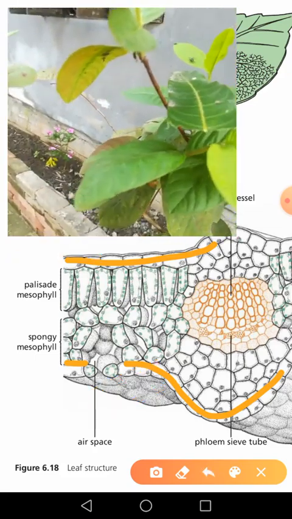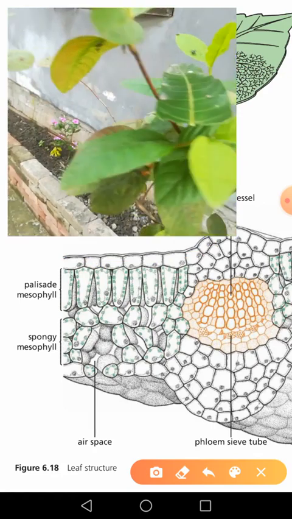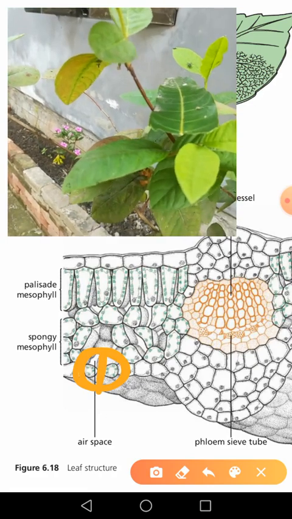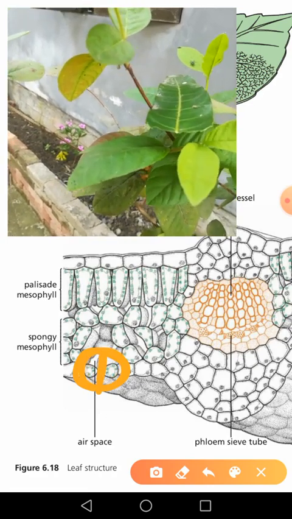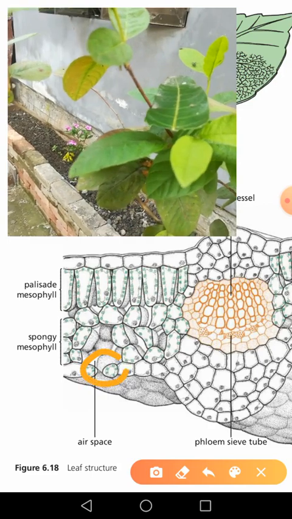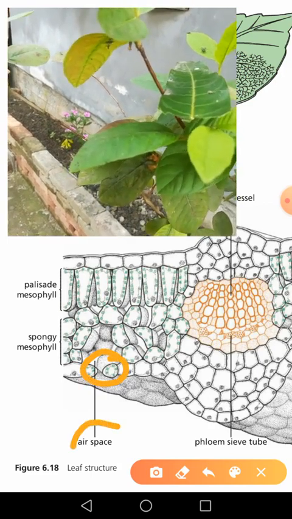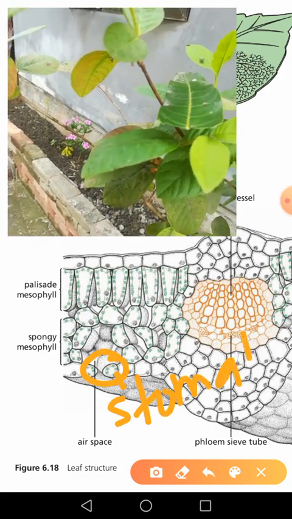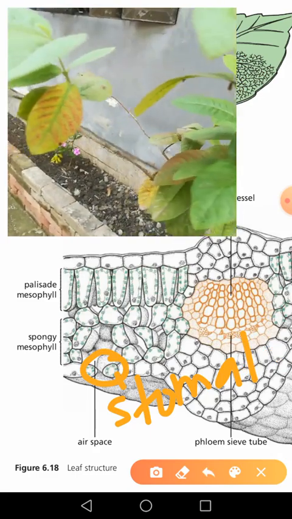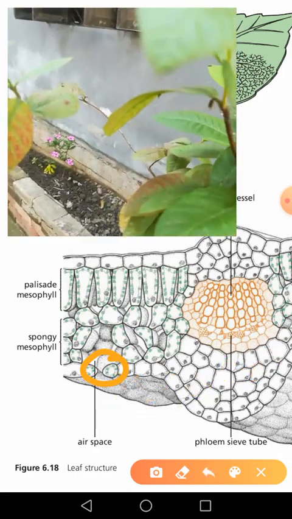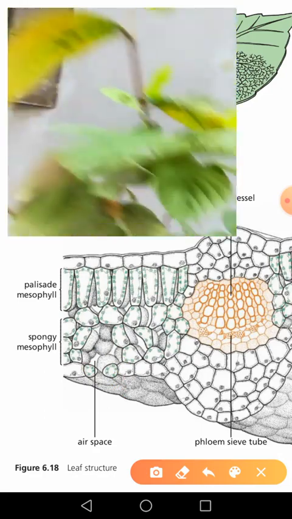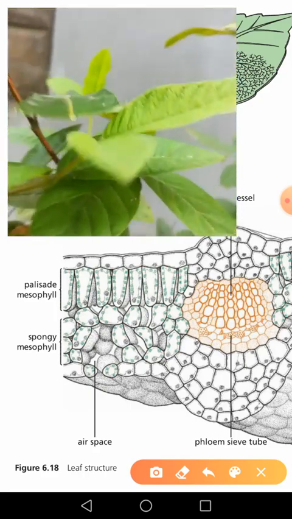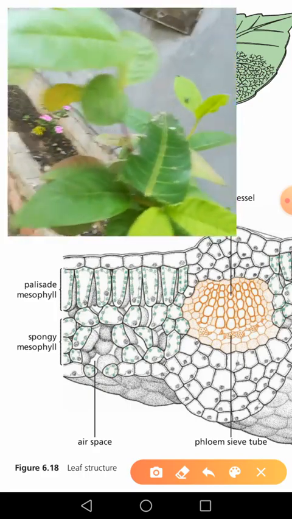How will you identify upper and lower epidermis? The lower epidermis would consist of certain types of cells with gaps within them, and these cells with the gap, the whole thing is called the stomata. Only the bottom surface of the leaf would contain the stomata, not the top surface.